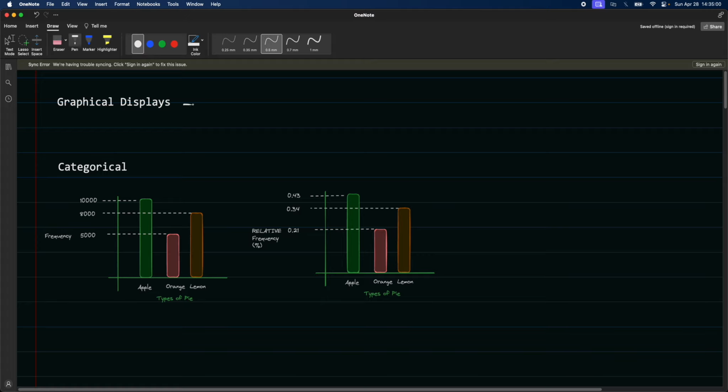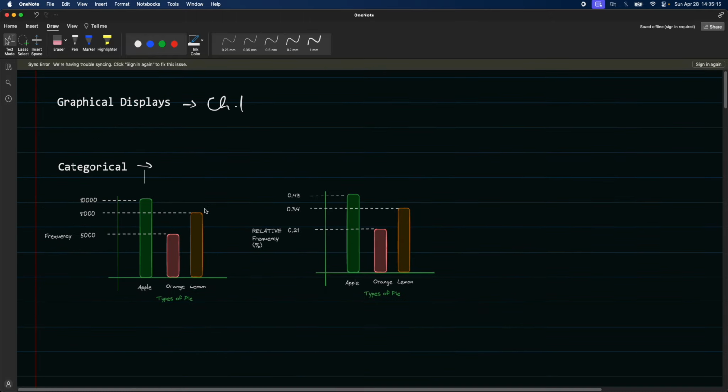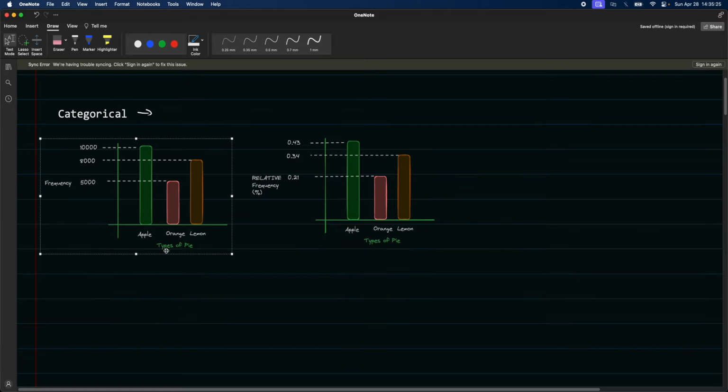This is chapter 1, which is graphical displays. There are two types of variables that you need to know about. One is categorical, and one is quantitative. An easy way to make sense of what is categorical and what's quantitative is to look at the x-axis. For example, here we have types of pie, right? In a categorical variable, you can't take an average. You can't average the type of pie. It's definitively separated into one category.